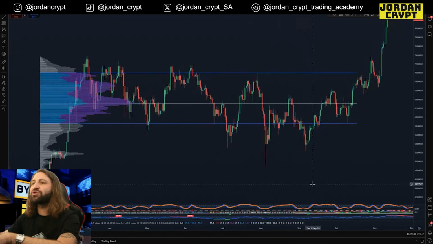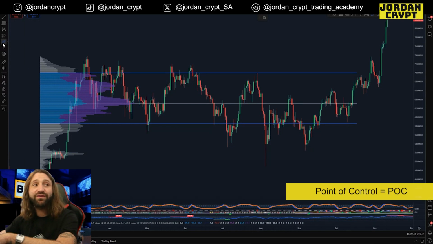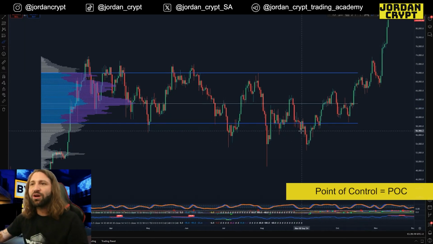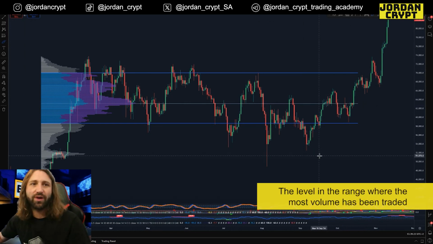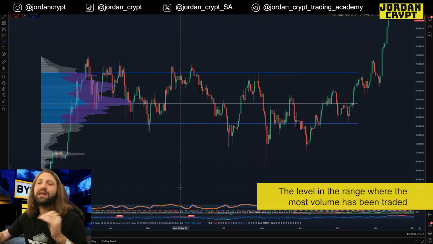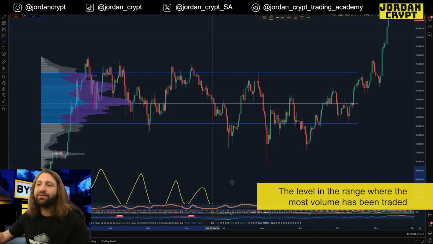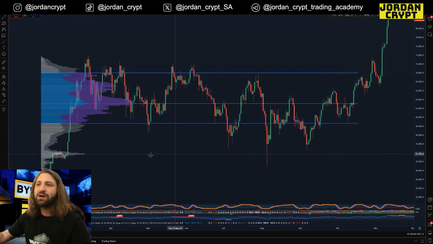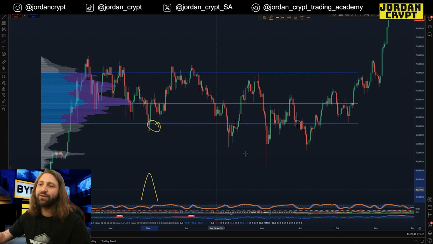The third most important thing to understand about this indicator is, of course, what we call the point of control. The point of control is the area where the most volume is traded. When we open up a new trading software, most of the time we will see volume levels at the bottom here, right? Which are telling us, okay, here a lot of volume came in. Okay, here a lot of volume came in.